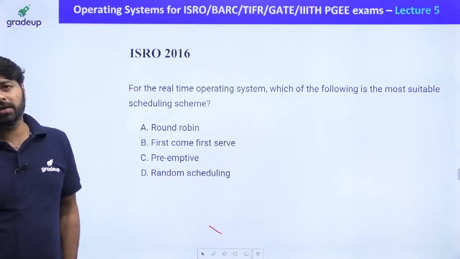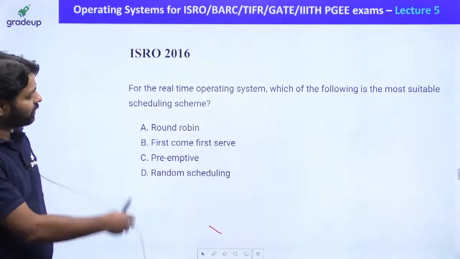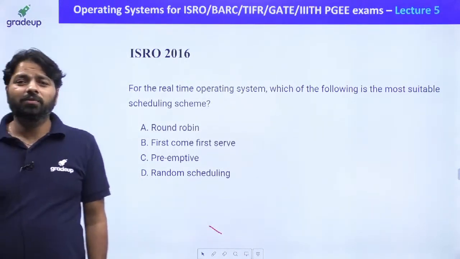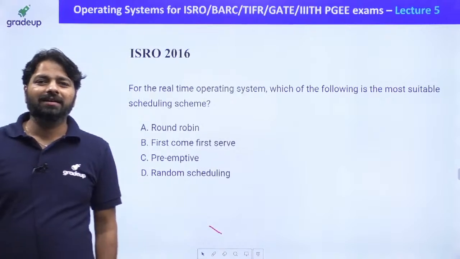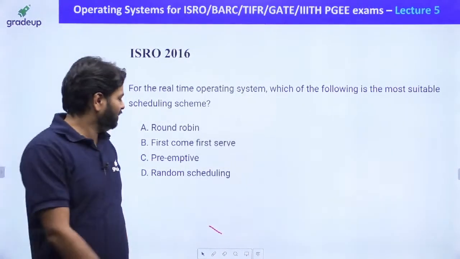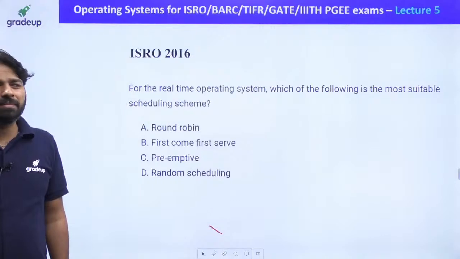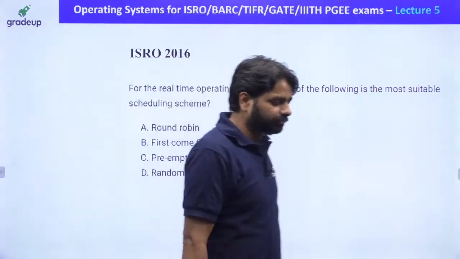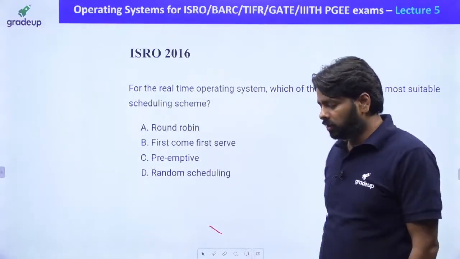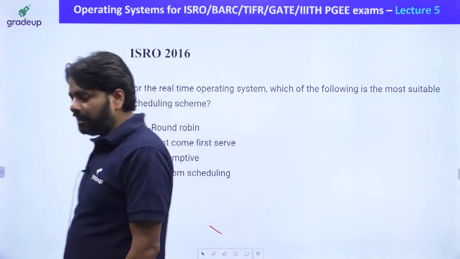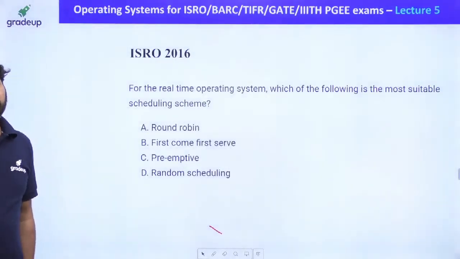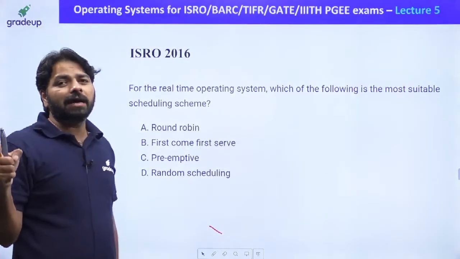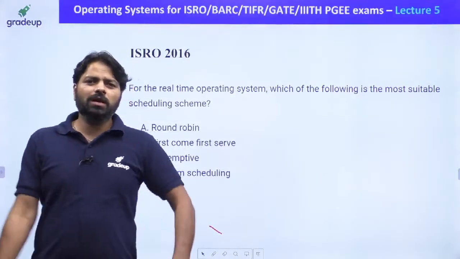FCFS? Okay, FCFS is there. Round robin? Okay. What else? Random scheduling, preemptive. What is the best suitable one? Come on. In real time, let's see, guys. See, you are running a computer.